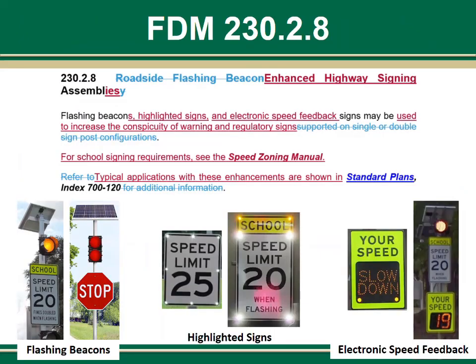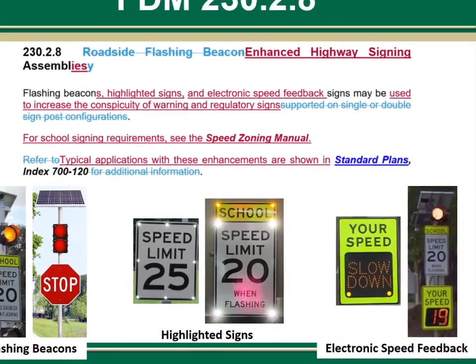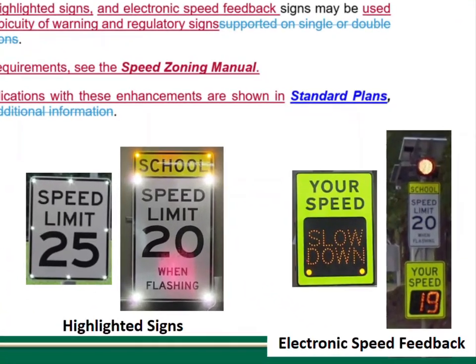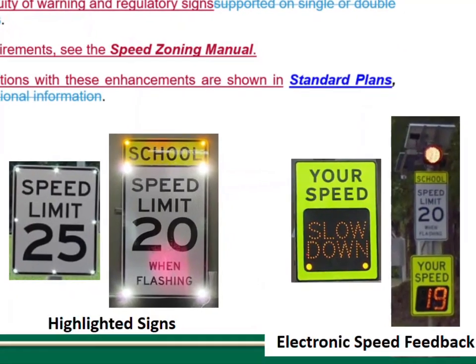The first section I'll tell you about today is FDM 230.2.8. The title of this section was updated from Roadside Flashing Beacon to Enhanced Highway Signing Assemblies. This is because the accompanying Standard Plans Index actually includes more assemblies than just flashing beacons. In addition to roadside flashing beacons, Index 700-120 includes details for highlighted signs and electronic speed feedback signs.